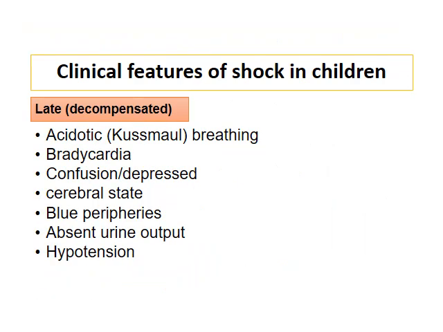In the late or decompensated stage, there will be acidotic breathing, which is Kussmaul breathing, and bradycardia, because there is fatigue of the heart. As we mentioned, first tachycardia, then bradycardia can occur. There is confusion or depression, meaning the patient's cerebral state is not well, blue peripheries because there is poor perfusion, absent urine output, complete oliguria, and hypotension. As we mentioned before, it is the late sign of shock.